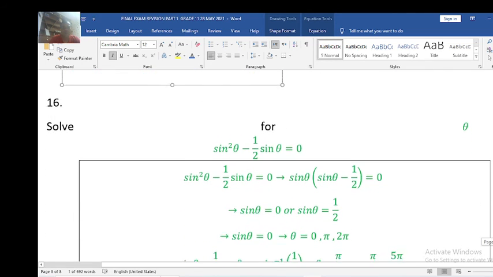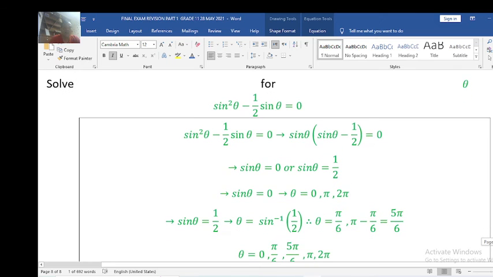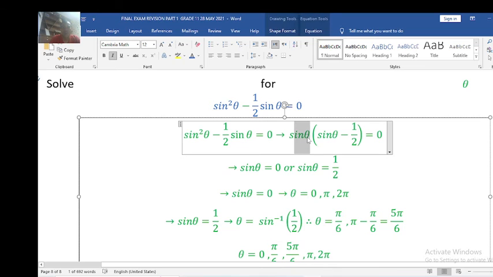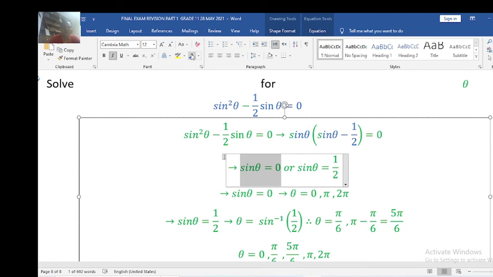Okay, for question number 17, we have: solve for theta, sine squared of theta minus 1 over 2 sine of theta equals 0. Here you can see that sine of theta is a common factor. I will put it outside the bracket: sine of theta multiplied by sine theta minus half should be equal to 0. So sine of theta equals 0, or sine of theta minus half equals 0, which means that sine of theta is half.